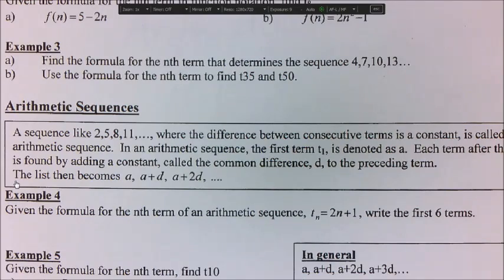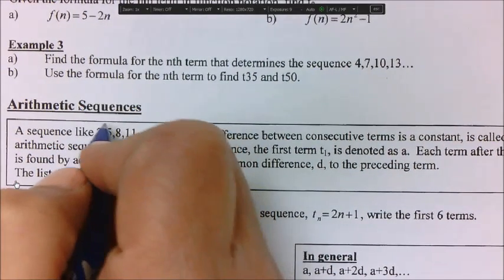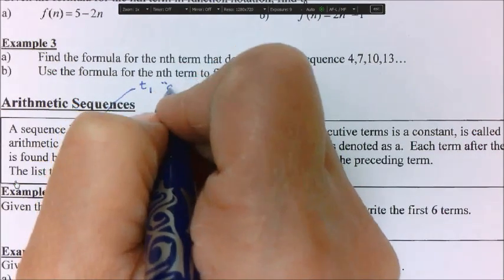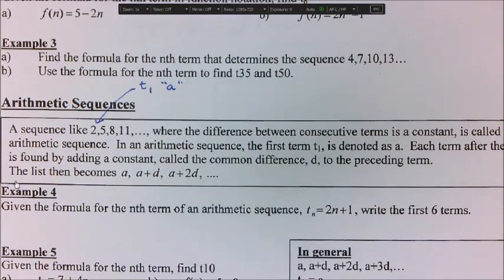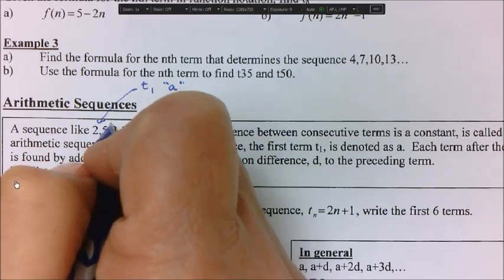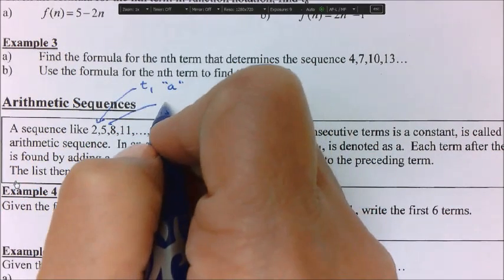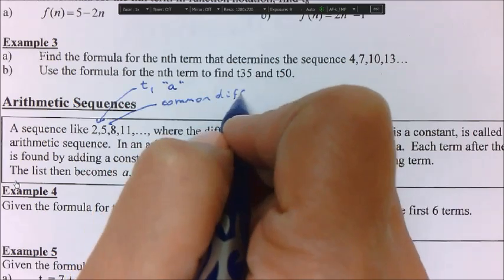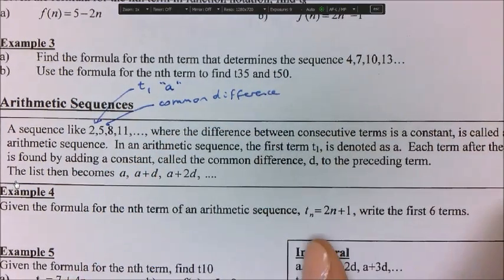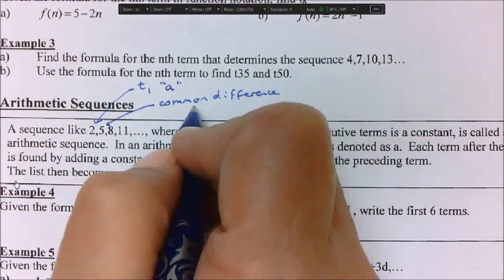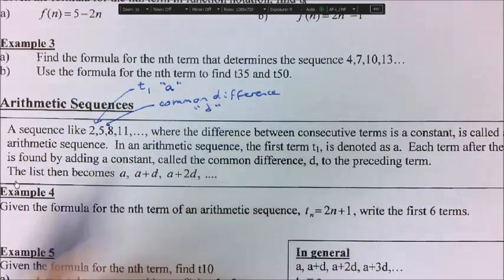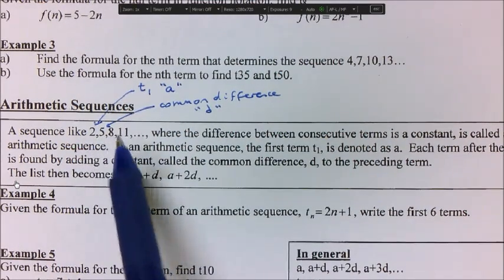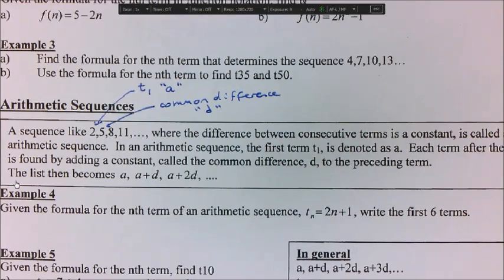So a little bit of terminology. The first term over here, this T1, is called a. Call it little a. And the difference between the terms is called d. So d is called the common difference. I'm writing it here even though it's in the box, but if you want, you can make notes for yourself. The common difference, we call it d, and it's common because if you take the difference of any two terms, you're always going to get 3.